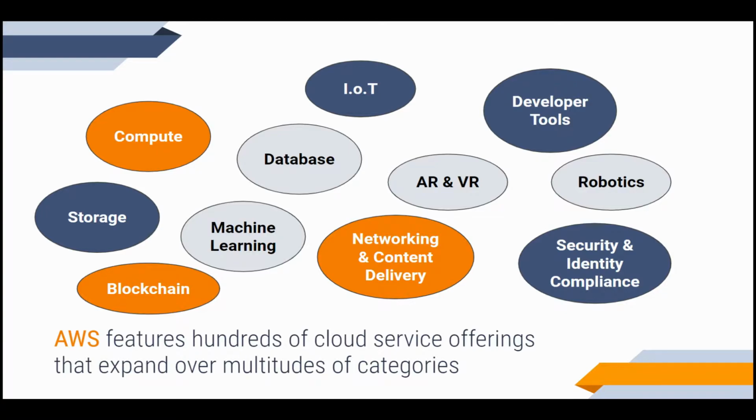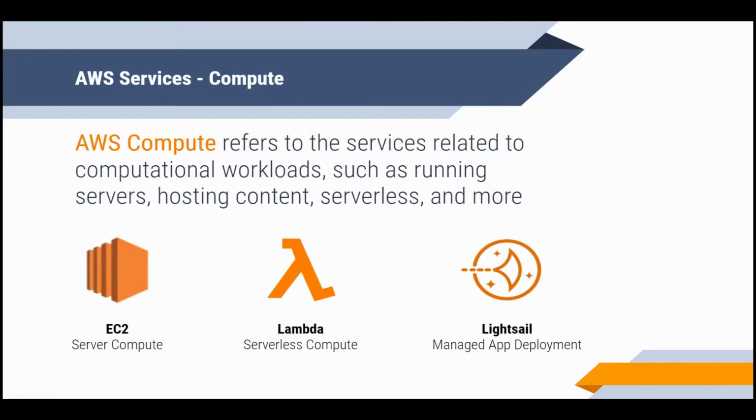So let's hop into some of the big services. I'm gonna just cover some of the cool ones, which are compute, storage, and machine learning, and database. So first, compute. Compute refers to the services that are related to computational workloads, such as running a server, hosting content, serverless, and more. Some of the big players here that AWS offers is EC2. This stands for Elastic Cloud Compute.